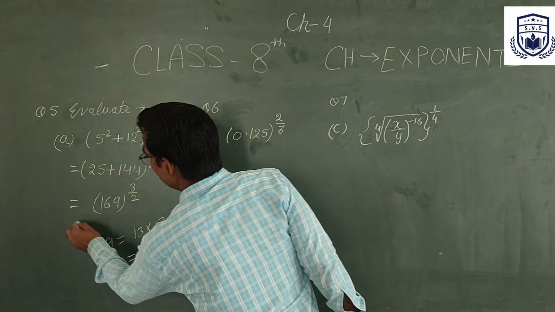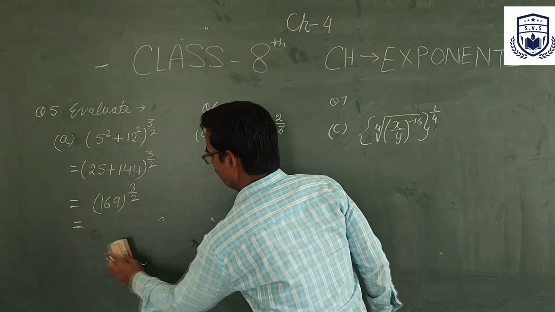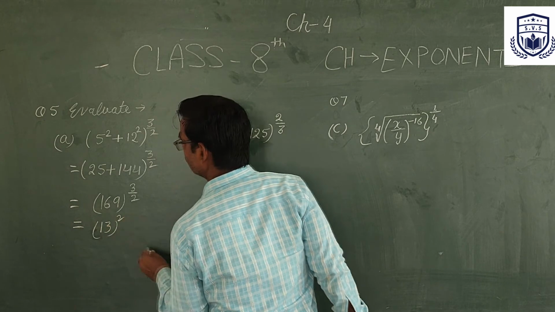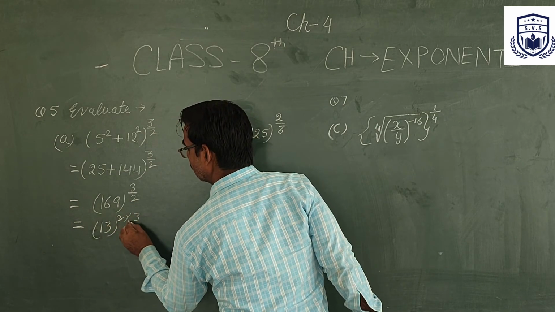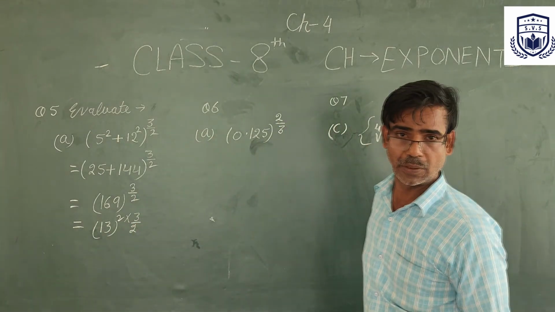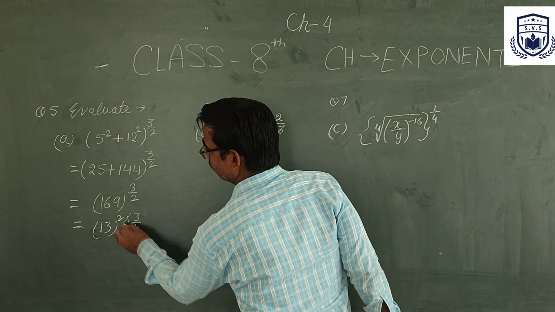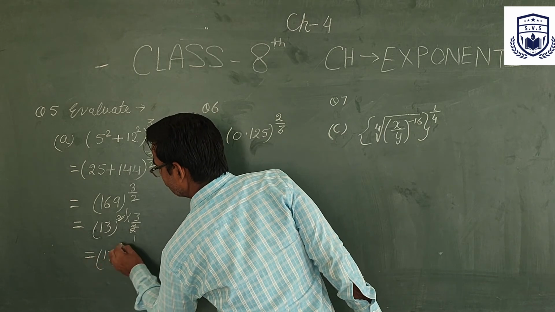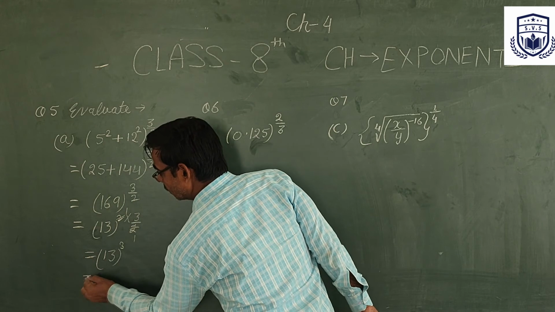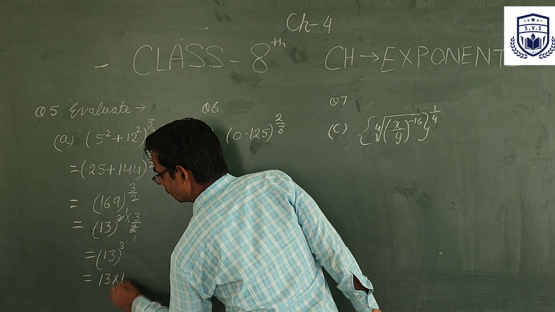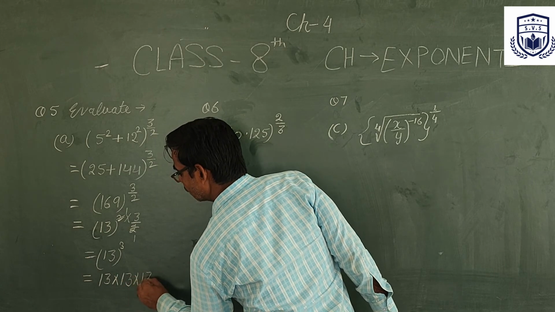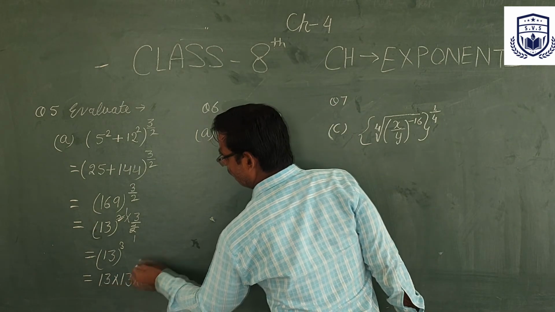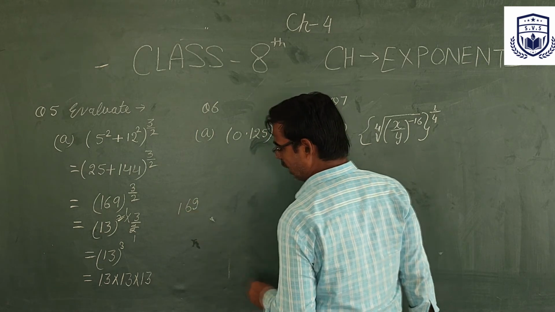No? Now, we will write here. Look at this. 13 is here. Into 3 over 2. Now 2 under 2. Now 13 cube. We will write here 13 into 13 into 13. Now look at this. 13 into 13, 169. Okay.